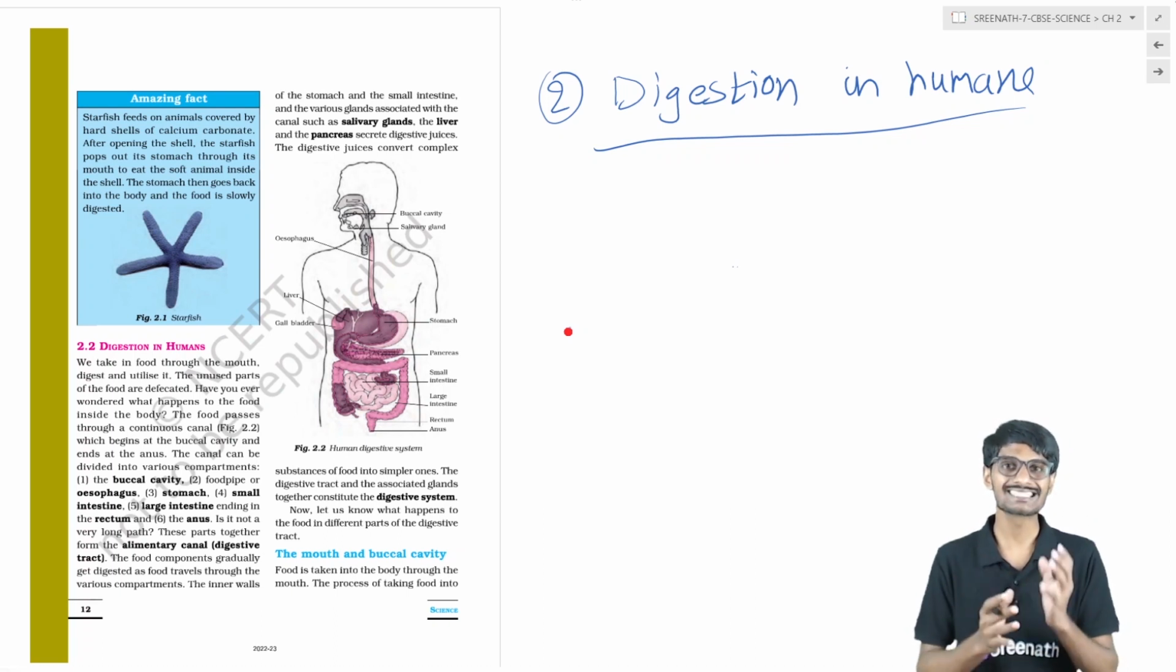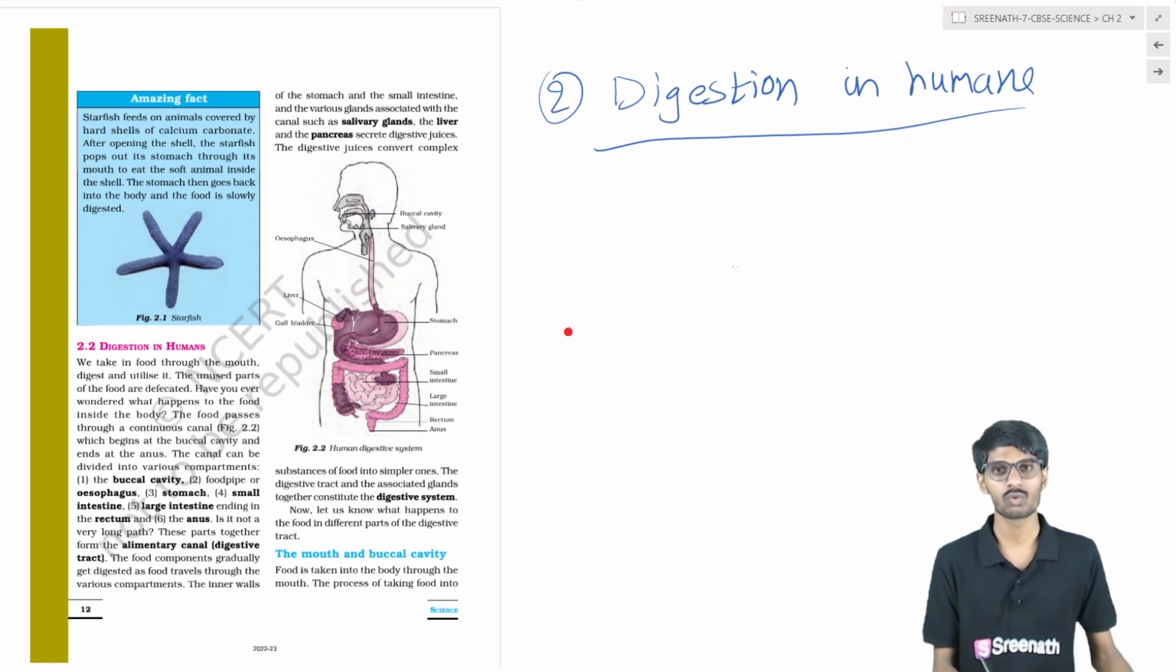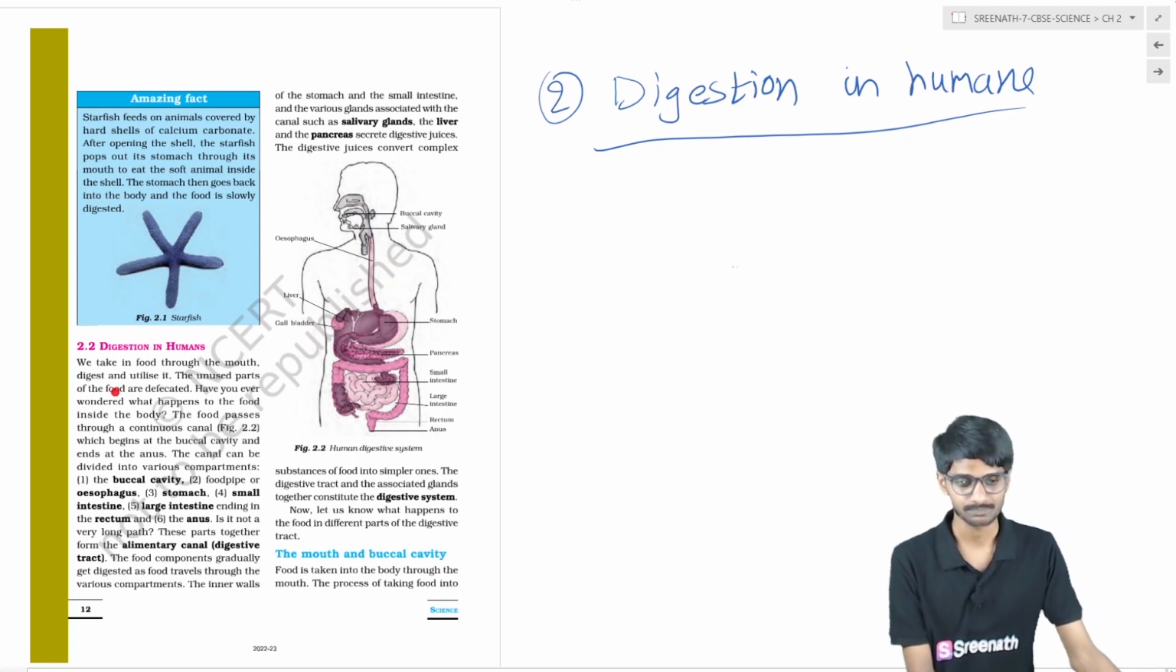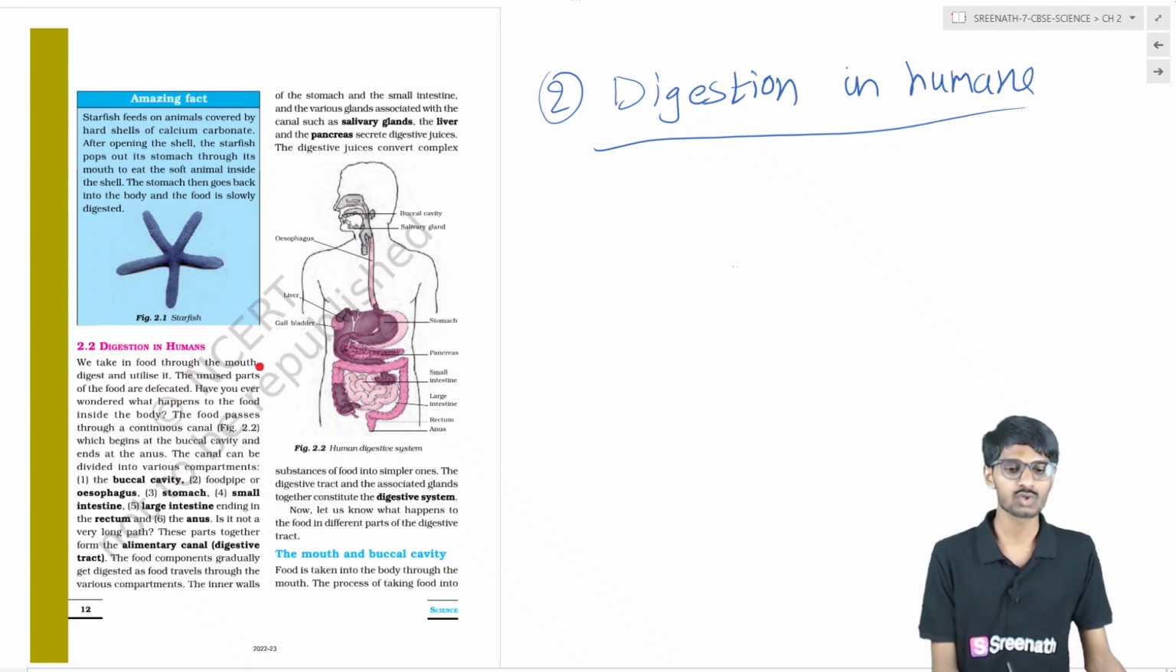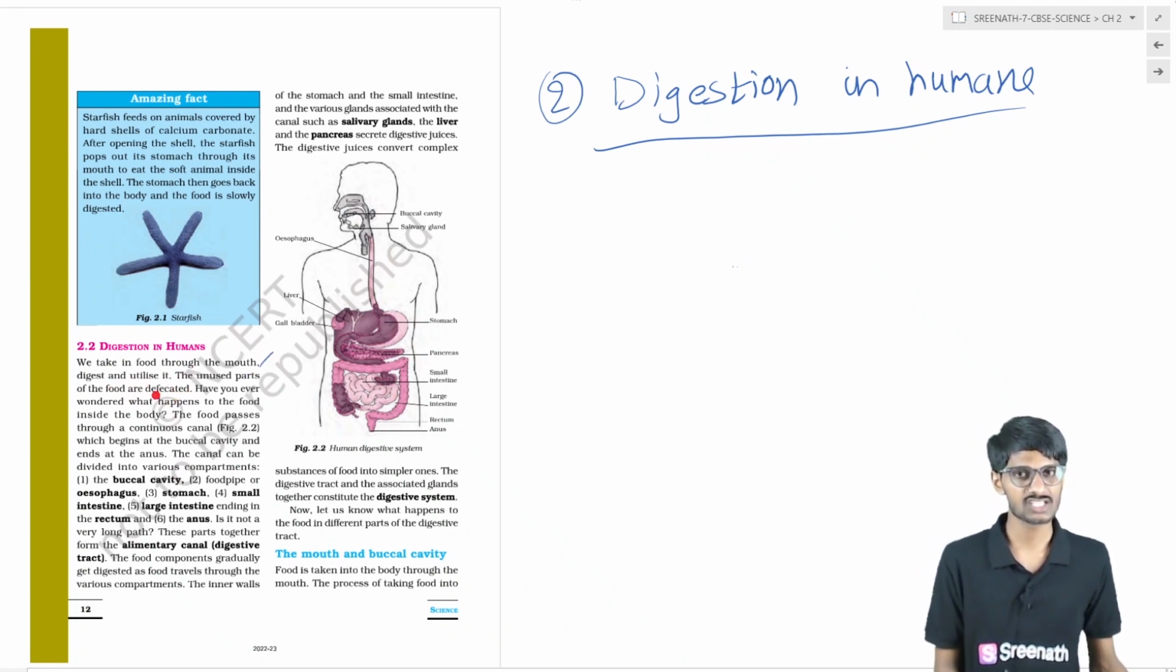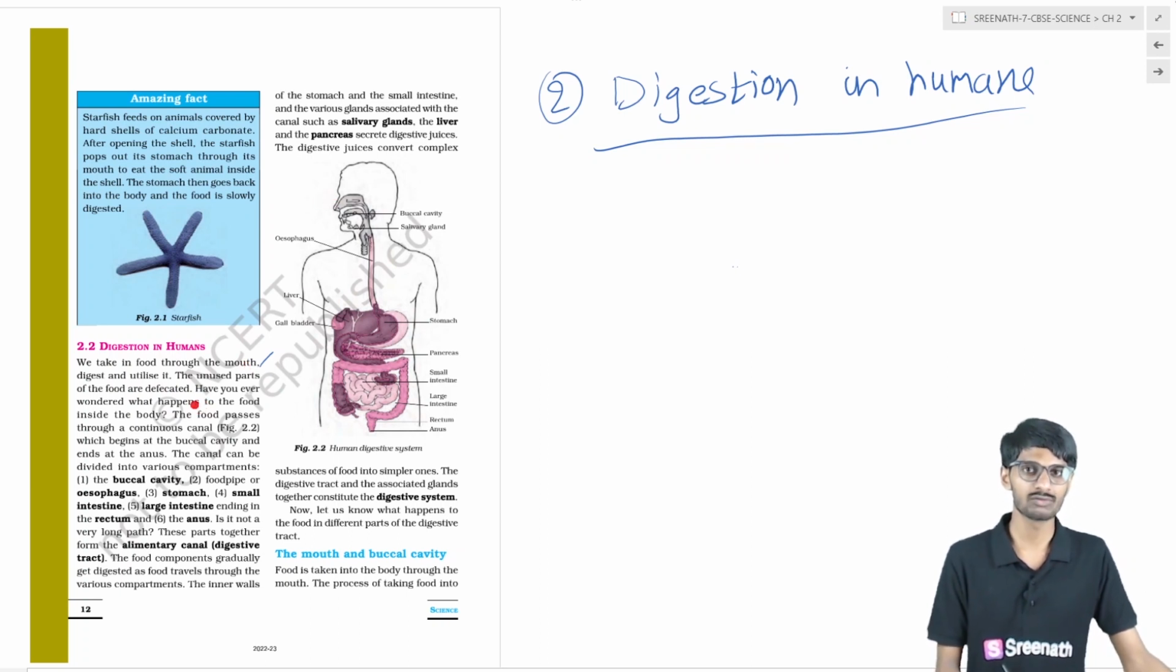And how food is digested in our body, what is the process of digestion, that we are going to learn about. Basically we take food through our mouth, digest it and utilize it, getting energy from it. This is the whole human digestion system. We take food through the mouth and leave it through the anus.